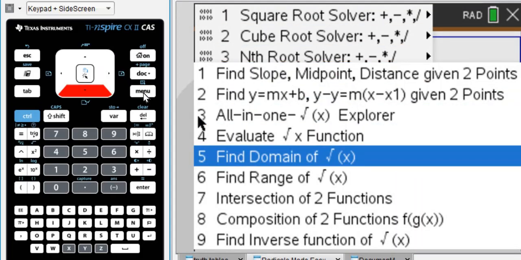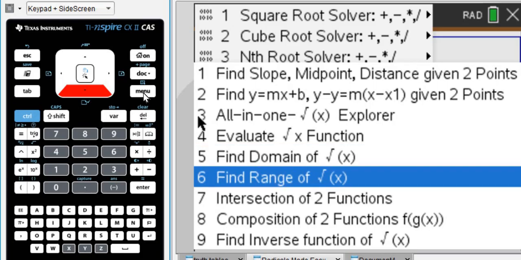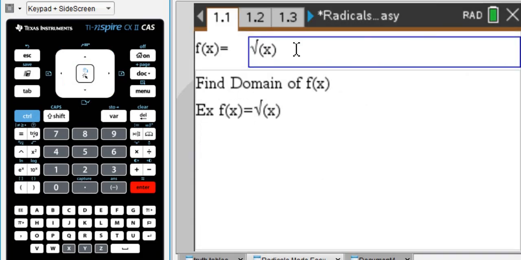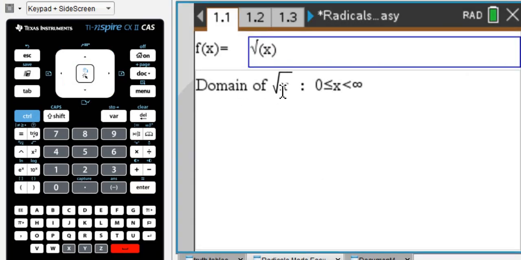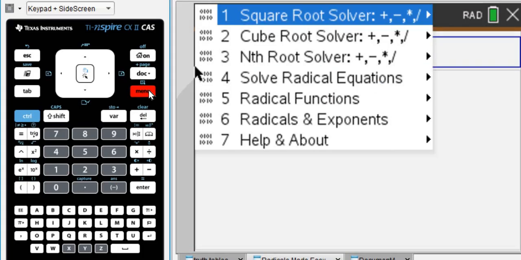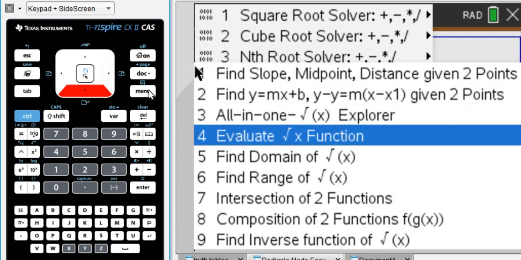Also, some of you are not sure about domain and range. Well, don't worry about anything. You just enter your function. The domain of root x is this, x greater than or equal to 0. And if you change your function, you get the domain correctly immediately, right here. Okay, works like a charm. And the same also for the range.